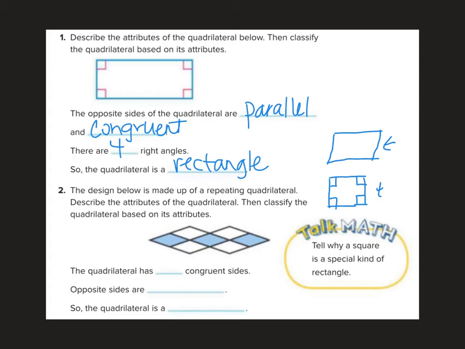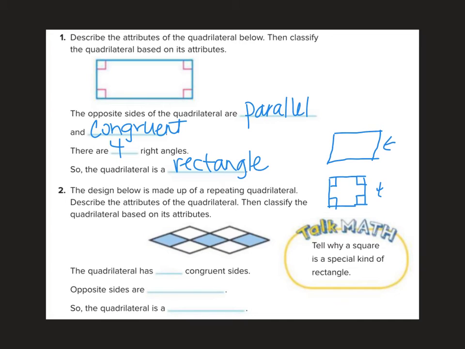Okay. Are all rectangles squares? No. Okay, I'm telling you, it's kind of tricky, but if we know that previous page that we were just working on that tells us what are the attributes of each one, this will be easy. Okay, so let's see down here below.